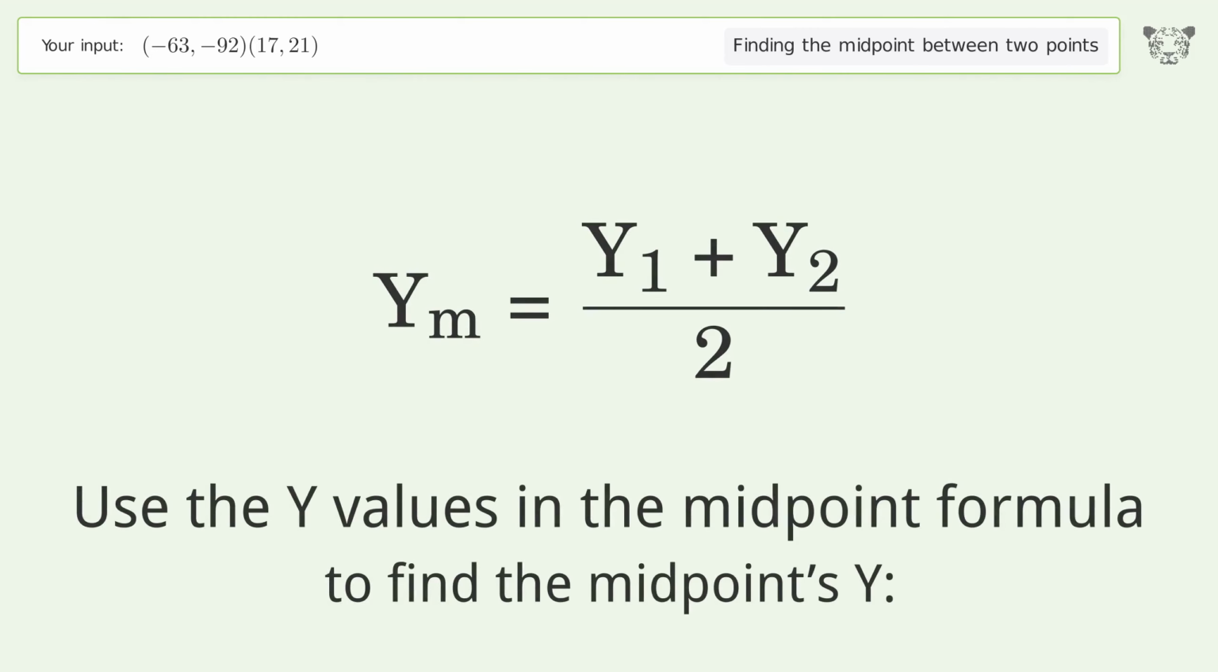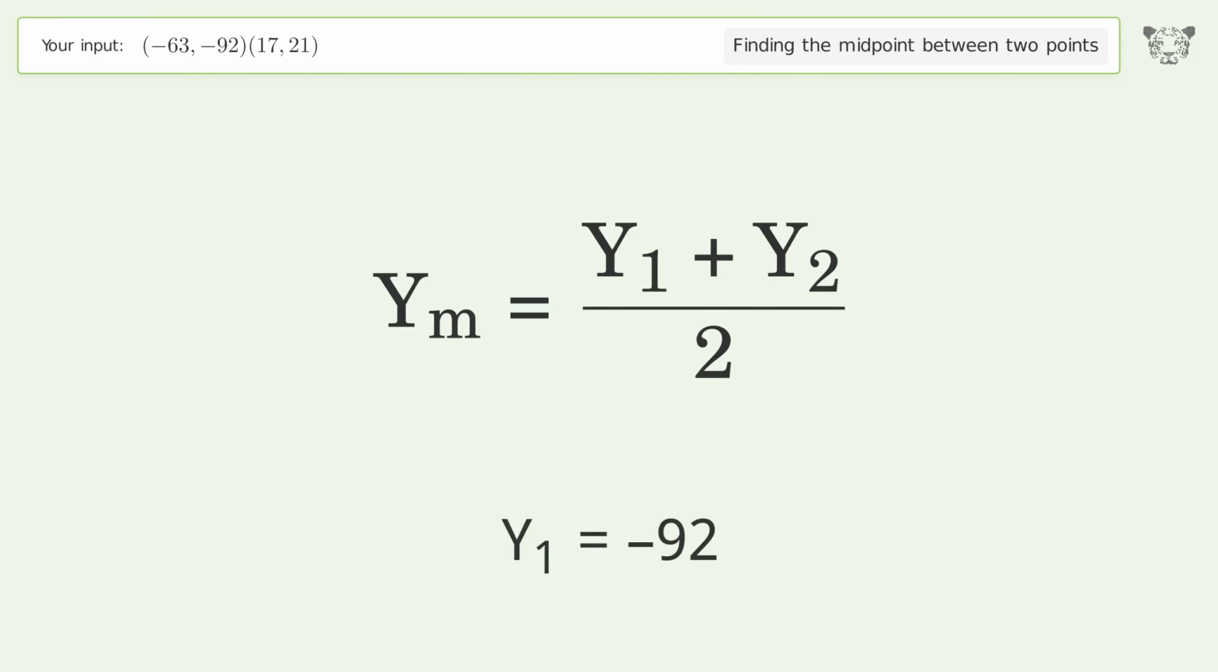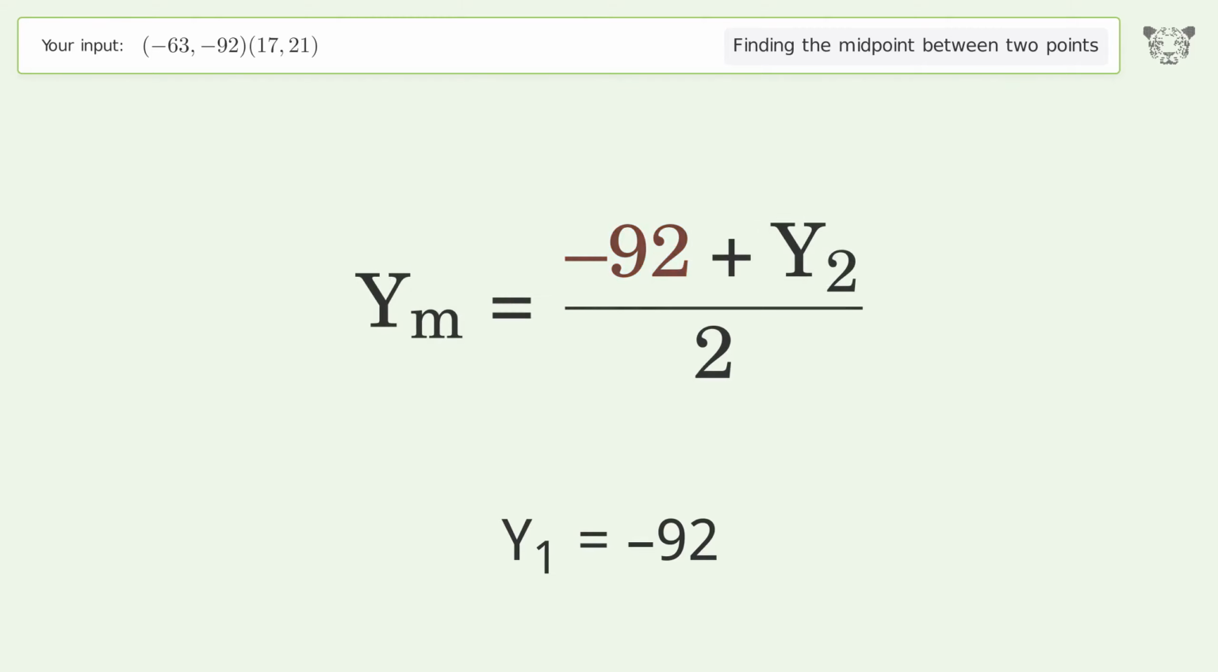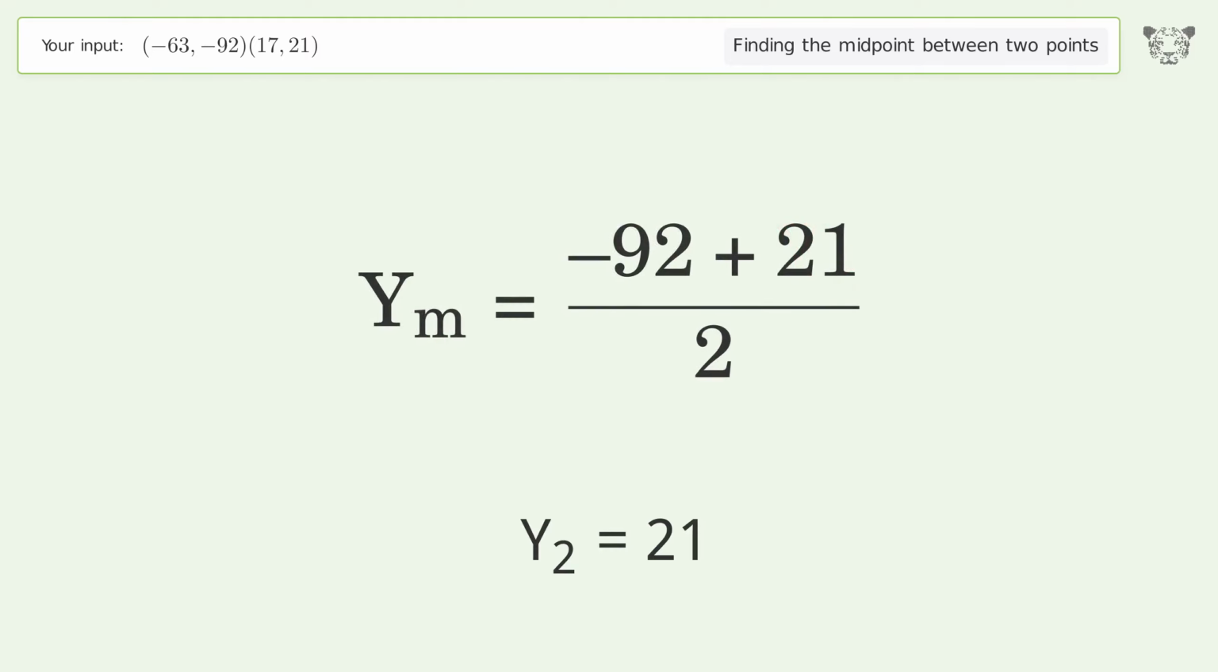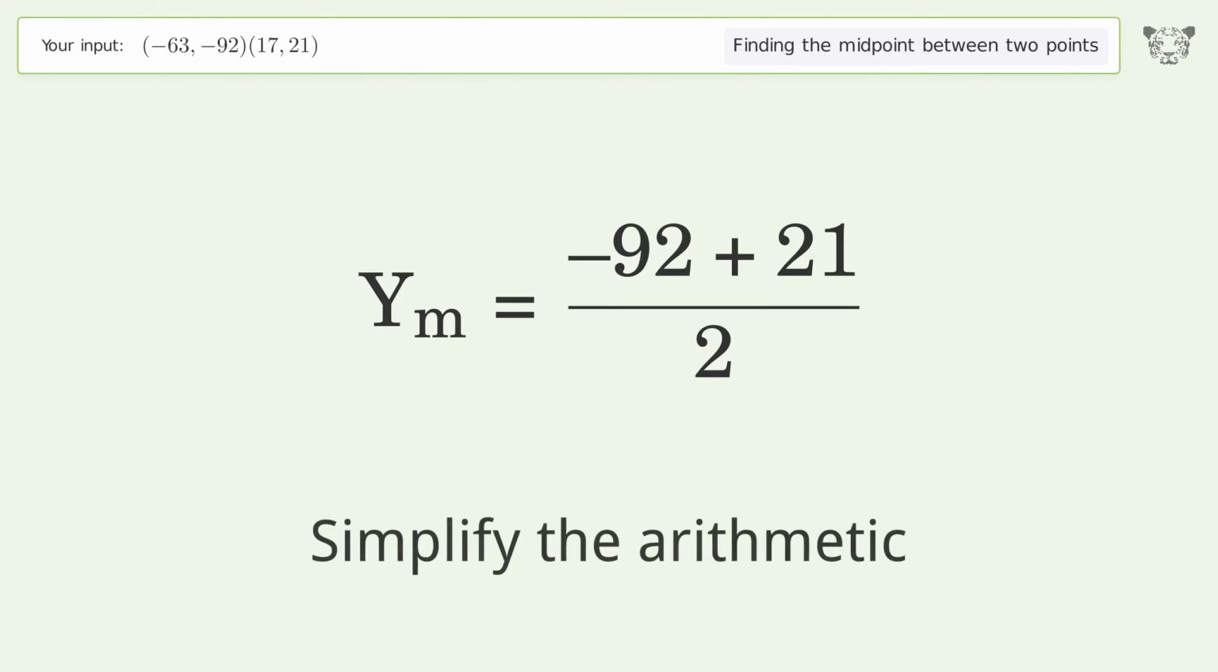Use the y values in the midpoint formula to find the midpoint's y. y1 equals -92. y2 equals 21. Simplify the arithmetic.